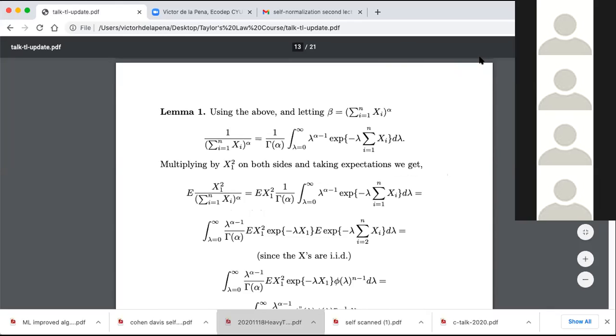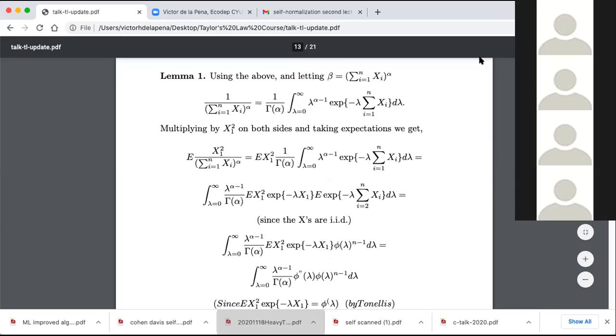Okay, so the expectation of X1 squared over the sum of X_i to the alpha is equal to the expected value of X1 squared times 1 over gamma of alpha, integral from 0 to infinity of lambda to the alpha minus 1 e to the minus lambda times the summation of X_i. Now, this is a gamma mixture, and we take the expectation inside, and we have that the expected value of X1 squared over the sum of X_i to the alpha is equal to the integral from 0 to infinity of lambda to the alpha minus 1 over gamma of alpha, times the expected value of X1 squared e to the minus lambda summation of X_i.